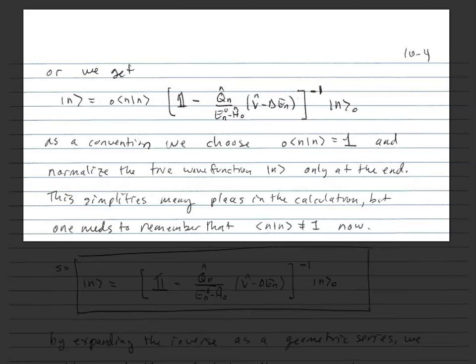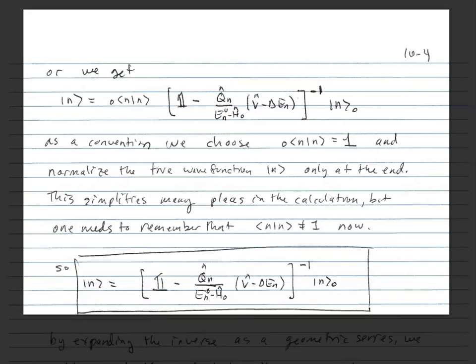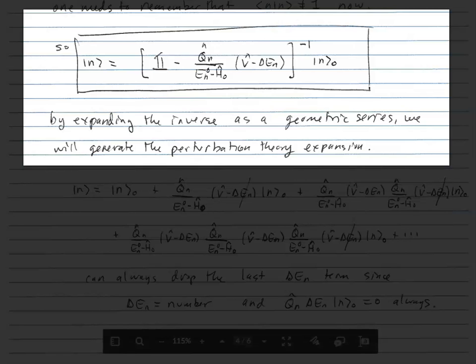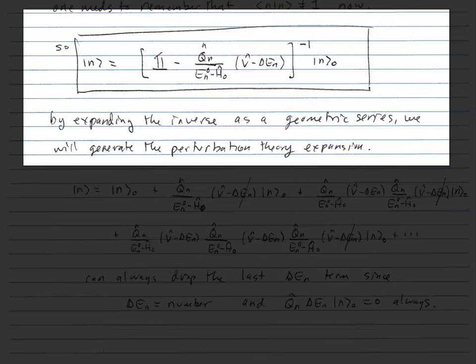That means that our final state |n⟩ is not going to be normalized. And so whenever we do a perturbation theory calculation, we always have to normalize at the end. We do this because it simplifies the results in many places in the calculation. But you always have to remember that you have to normalize again at the end. All right, so what we're going to do is expand that term in a geometric series. So let's take a look at how that works.